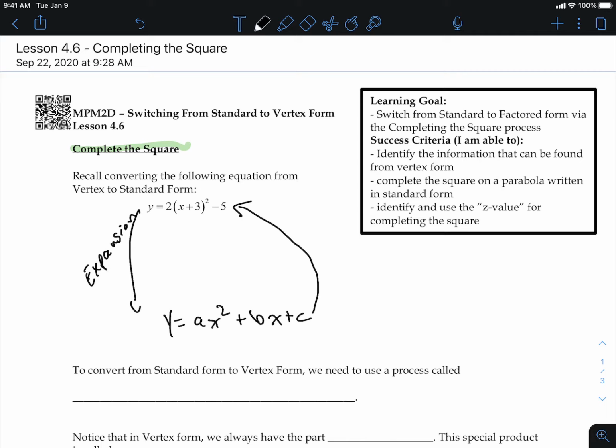Okay? And I want you to keep in the back of your head the fact that what we just finished doing all morning, finding the vertex. Okay? That's what's important with vertex form, is we're able to read the vertex. So this is called completing the square.